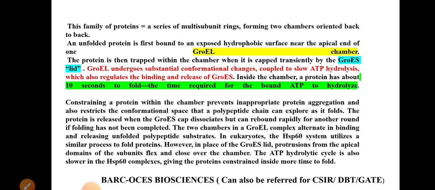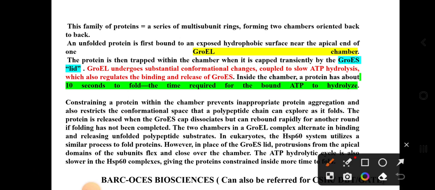So inside the chamber, how many seconds does a protein have? I told you 1 minute, I think. Sorry for that, because I told you 1 minute in the last video. It is 10 seconds only to fold, the time required for the bound ATP to hydrolyze. Your ATP will hydrolyze in the meantime. Therefore your protein has just 10 seconds to fold in the proper direction.